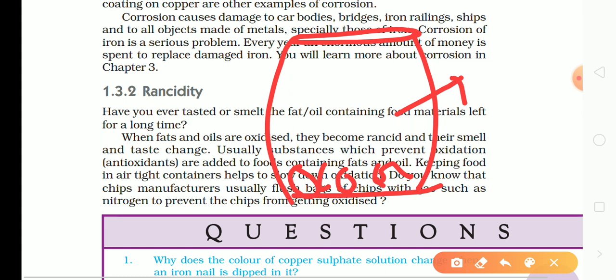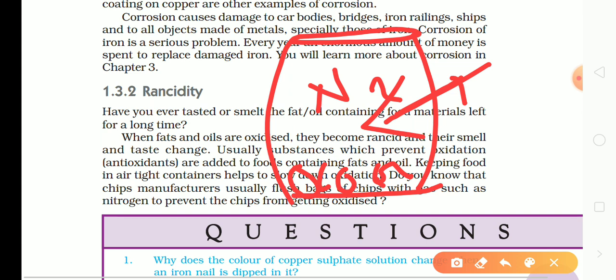You might be thinking, what is the need of this? Why are they giving such a big packet with only 5 or 6 chips? Actually, what they are doing is preventing this rancidity, by flushing in nitrogen gas. So it is a very important thing.